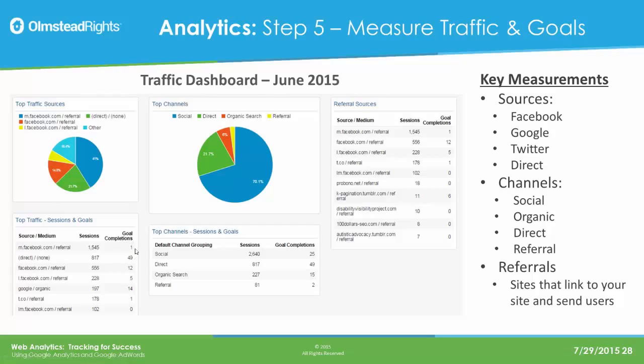Unfortunately, only one person in Facebook actually engaged with one of the goals. The people that came to the site by typing in olmstedrights.org, 817 came and 49 of them completed the goal. Typically, when you see direct, those are people that know something about your site, and you're probably going to have a much higher goal completion rate for those than you would for someone coming from social media. Social media is less task-oriented, so it's great for creating awareness. It's not as good for creating engagement.